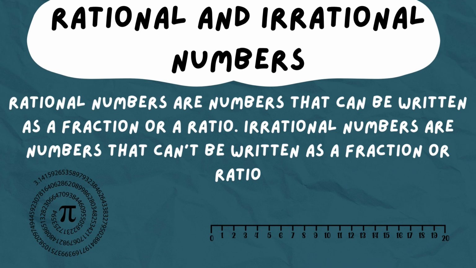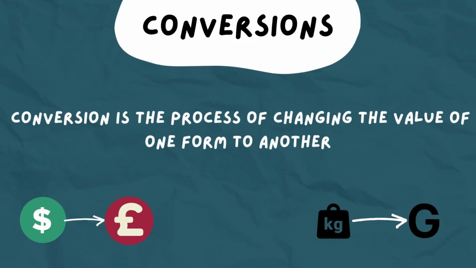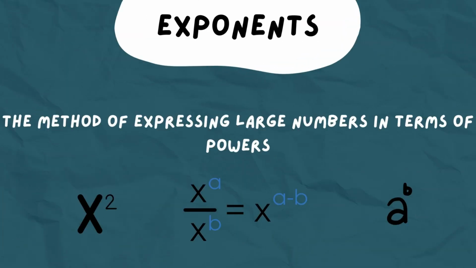Rational numbers are numbers that can be written as fractions or a ratio. Irrational numbers are numbers that can't be written as a fraction or a ratio. Conversion. Conversion is the process of changing the value of one form to another. Exponents. The method of expressing large numbers in terms of powers.